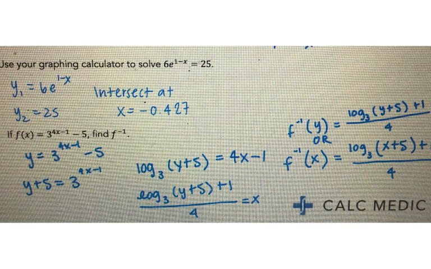So for 4, they're telling me to use my graphing calculator to solve. So if I want to know where this equals this, remember we can just graph y equals both of those things. And then I'm looking for where they intersect. So hopefully you remember how to check the intersection. And you can find the intersect at x equals negative 0.427.